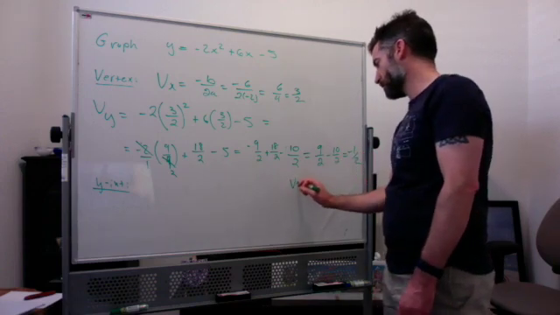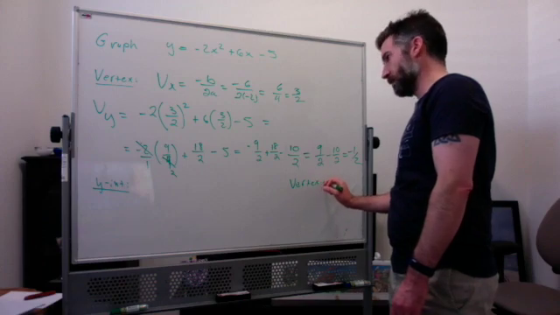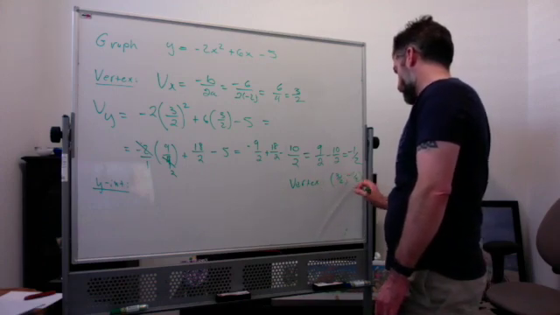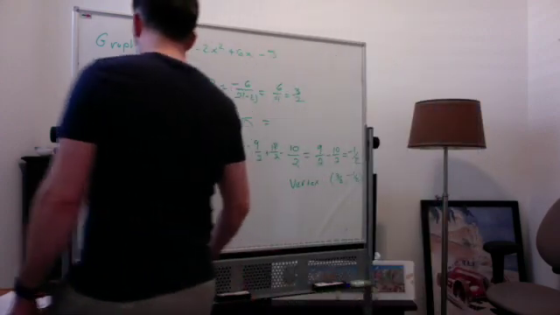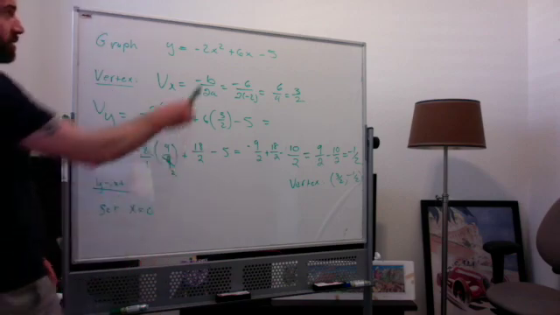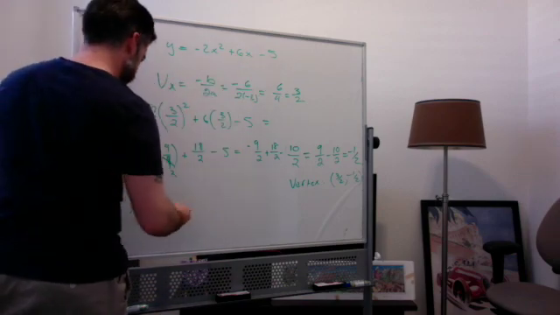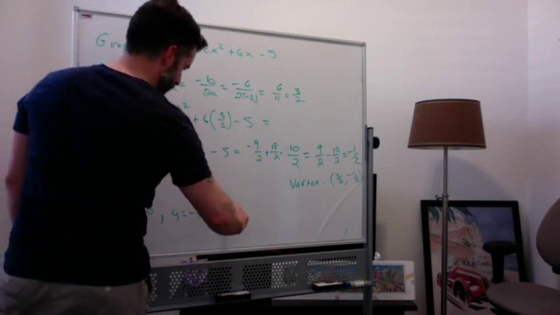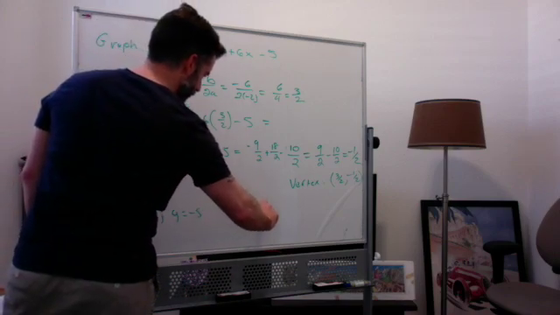So my vertex is x is positive 3 halves, y is negative 1 half. My y-intercept, again, we set x equal to 0, and we end up getting 0 plus 0 minus 5, so just negative 5. So that means my y-intercept is the coordinate (0, negative 5).